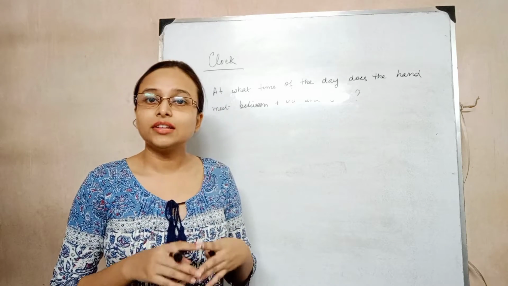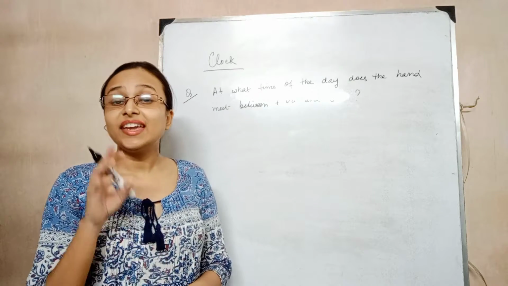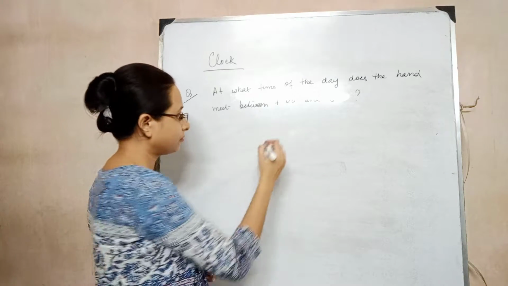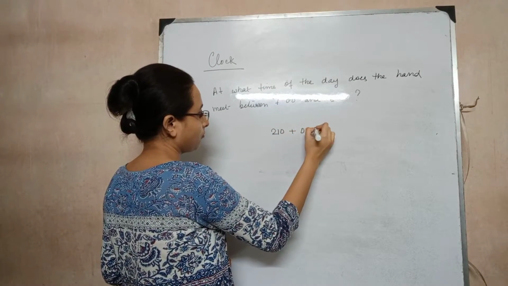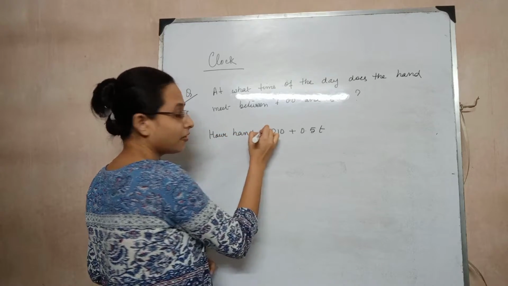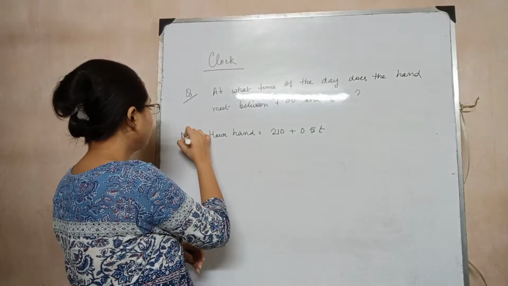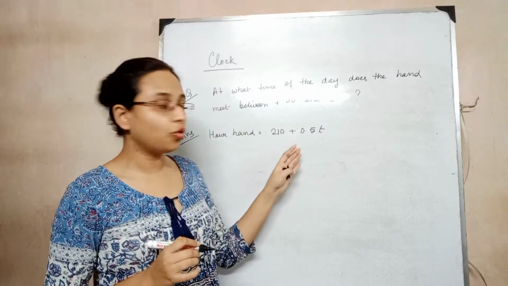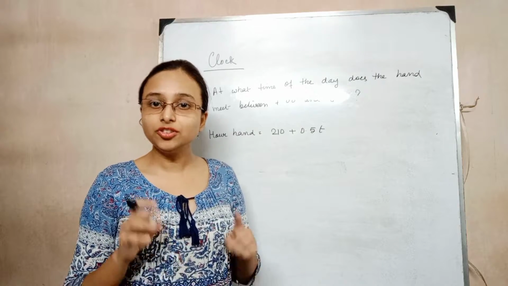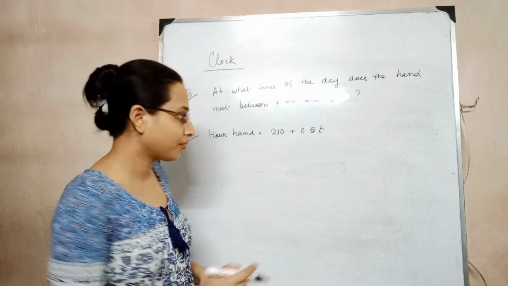At 7 o'clock, the hour hand is at 210 degrees from the vertical. Okay, now in t minutes, the hour hand will be at 210 plus 0.5 t. This is for the hour hand. Right? This is well understood. Assuming t minutes, if the hour hand shows this, then the minute hand will show 60t. They should be meeting each other. So, 210 plus 0.5 t is equal to 60t.